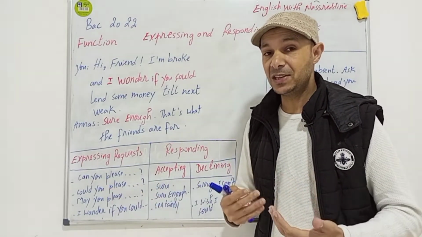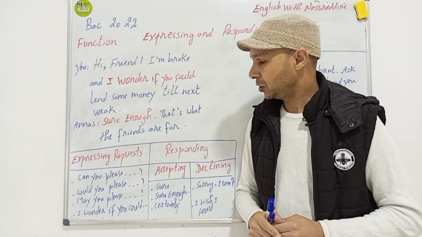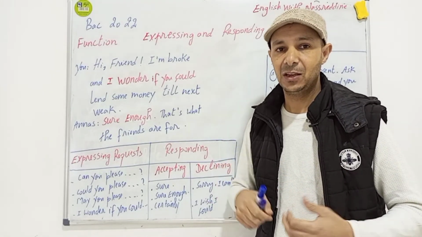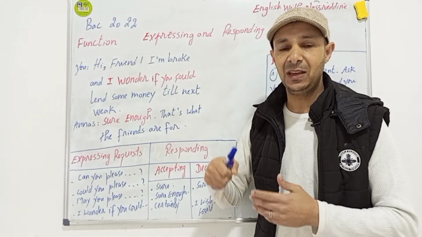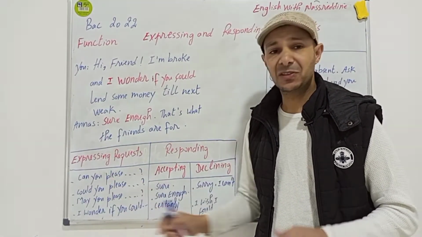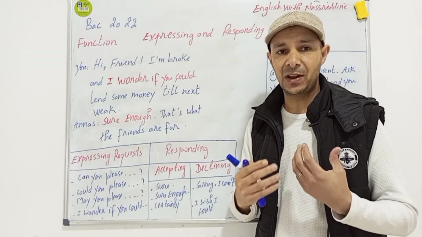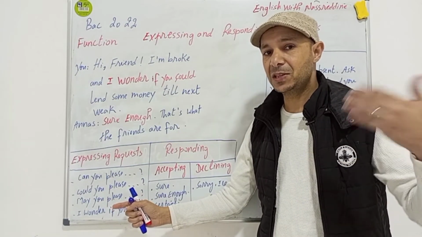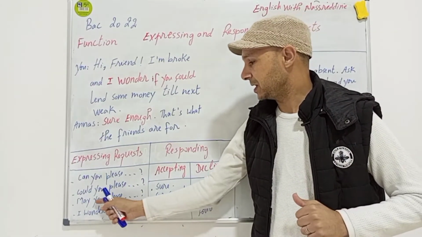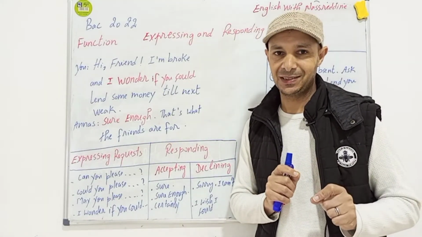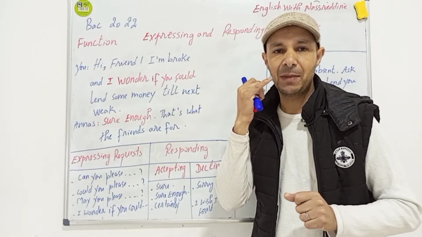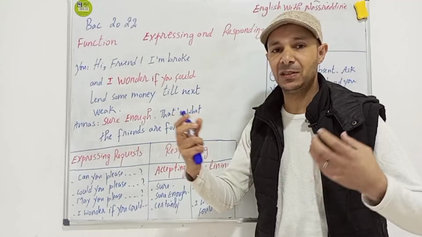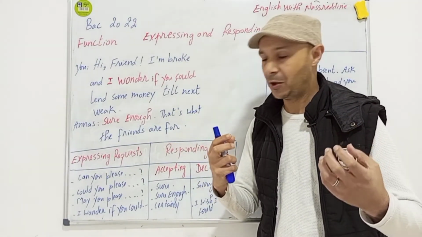Okay. I also can say, could you please? For example, could you please help me with this heavy bag? These two expressions are informal, which means that we use them with our friends and people who are very close to us. There are some other expressions which are more formal. For example, we can say, may you please? May you please lend me your phone because I want to make a call? So may you please do something for me? We use this expression with people that we don't know.